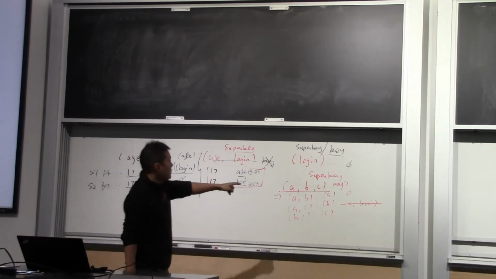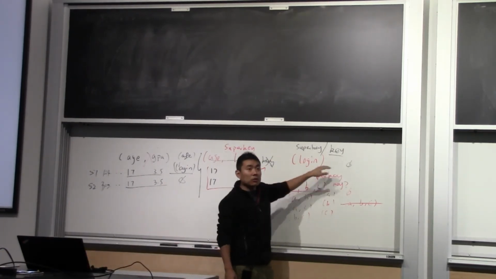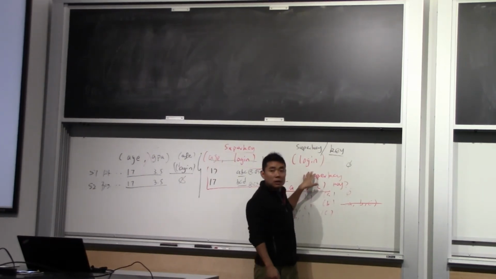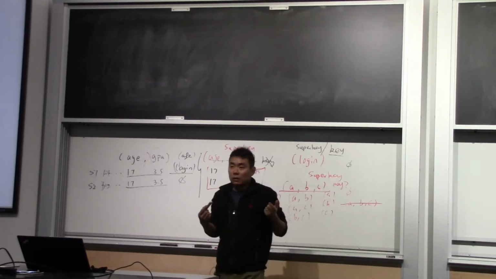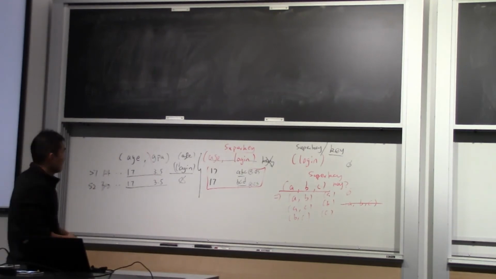So the empty set is not a superkey, and login itself is a superkey. So the only proper subset of login is not a superkey. Henceforth, it makes login itself not only a superkey but also a key. And that answers his question earlier.